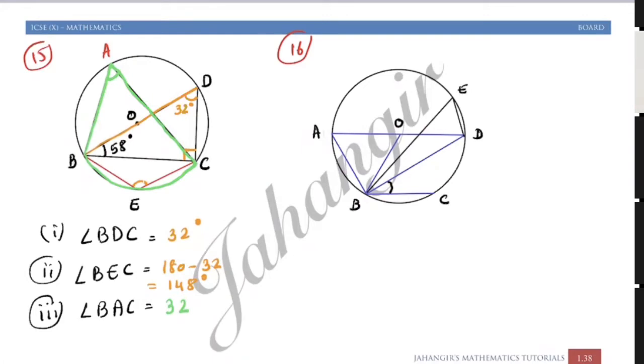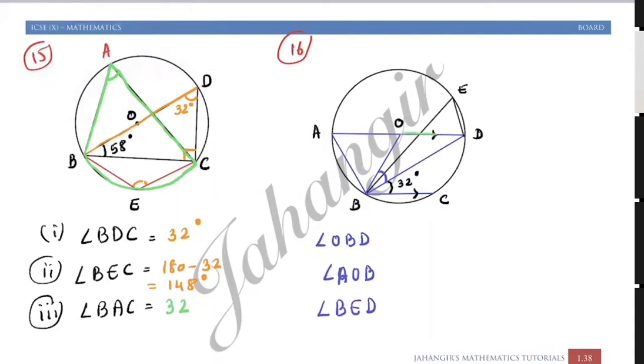Given is angle CBD is 32 degrees. This angle is given as 32. And you have to find angle OBD, angle AOB, and angle BED. So first we need angle OBD. So what is OBD? This angle. Any idea how you can get this angle?